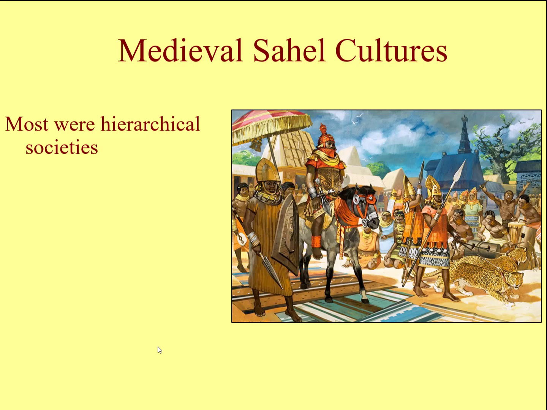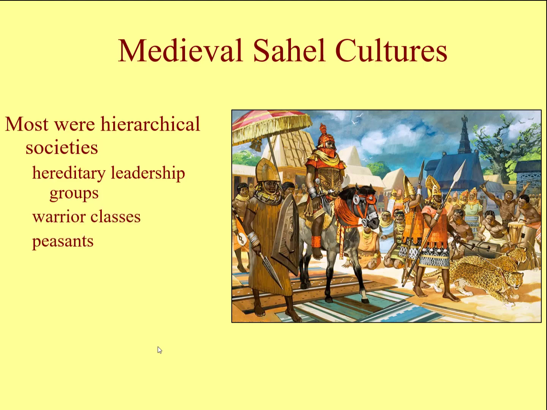Something important to understand was that most were hierarchical societies with hereditary leadership groups. We can see in this illustration some sort of leader on horseback being led by his imperial guards. There were warrior classes. Then there were peasants. At the very bottom were slaves.